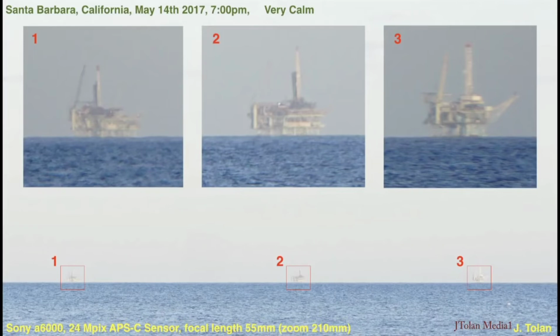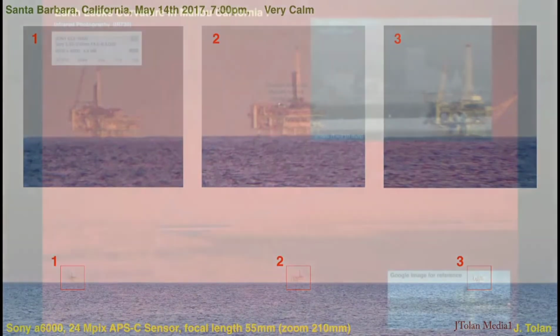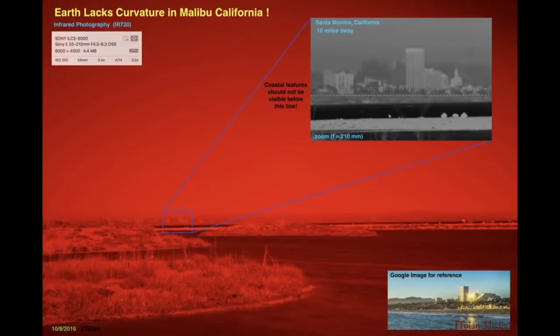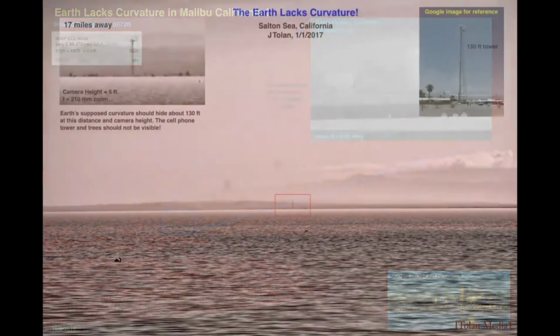I began to realize I need to see through fog and haze because at the coast it's usually hazy most of the time. I got into infrared photography. This is a 720 nanometer filter for my DSLR camera, and I was impressed. It seemed to work better than visible.